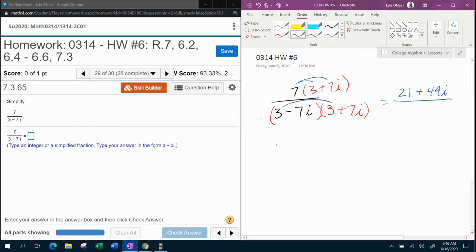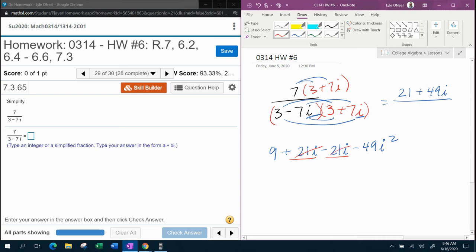First, 3 times 3 gives me a 9. On the outside, that is going to be positive 3 times 7, 21i. On the inside, negative times a positive makes a negative, 21i. And then last but not least, negative 7 times 7, that is a negative 49. Look at this, I've got i times i gives me i squared. Notice that we have a plus 21i and a minus 21i.